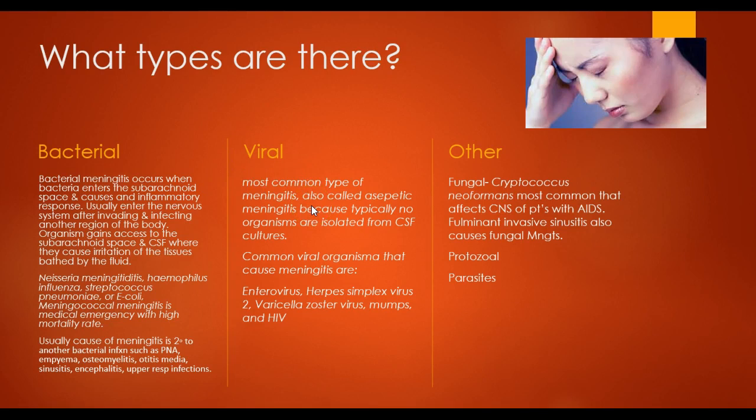Common viral organisms that cause meningitis are enterovirus, herpes simplex virus 2, varicella zoster virus, mumps, and HIV. And you can kind of guess, based on these disease processes and these viruses, how do they enter the CSF? Usually it's through axons or the neural pathways, because a lot of these things lie dormant in the nervous tissue. Then we have fungal. One of the heavy hitters for fungal is Cryptococcus neoformans, the most common that affects the CNS of patients with AIDS. Fulminant invasive sinusitis can also cause fungal meningitis, and there's also protozoal and parasitic.